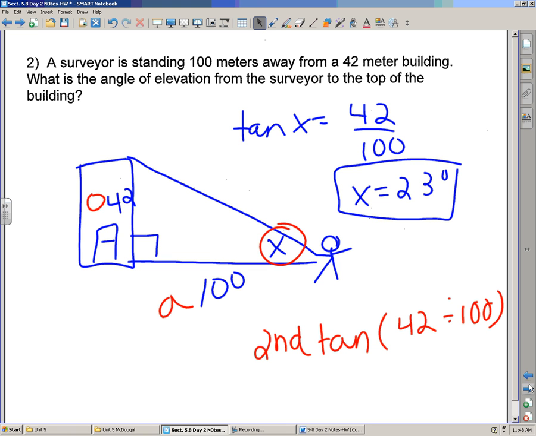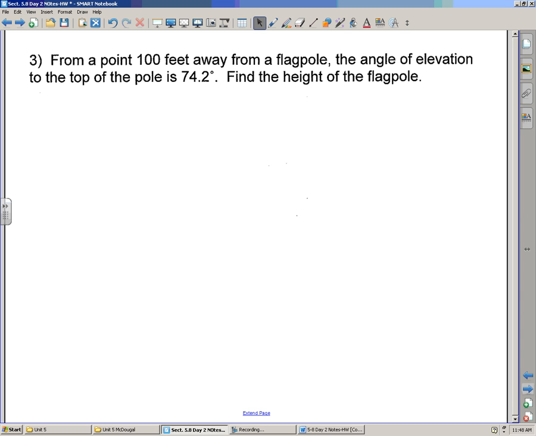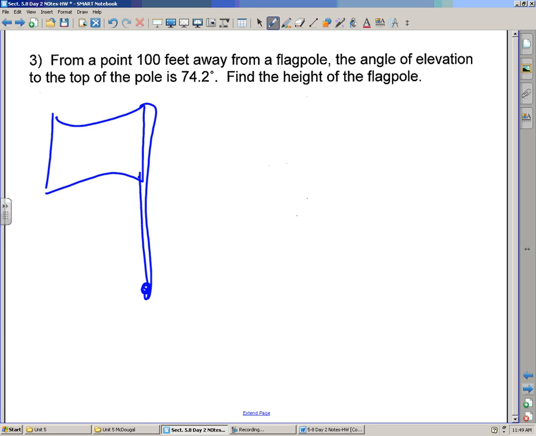Okay, let's take a look at number 3. From a point 100 feet away from a flagpole, the angle of elevation to the top of the pole is 74.2 degrees. Find the height of the flagpole. So we've got this flagpole, which is right here. From a point 100 feet away from the flagpole. So the flagpole on the ground should be making a right angle.